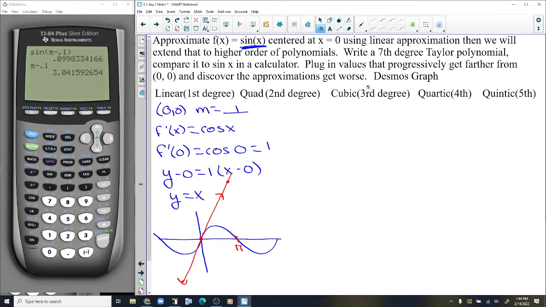It got really bad, because sine is definitely not linear. Okay, can we do better? Can we use a quadratic equation to approximate this? It doesn't have to be a line. Can I use a parabola to approximate it? Let's find out.